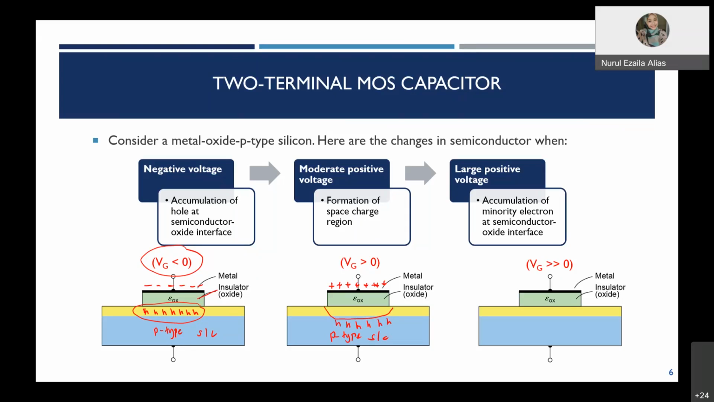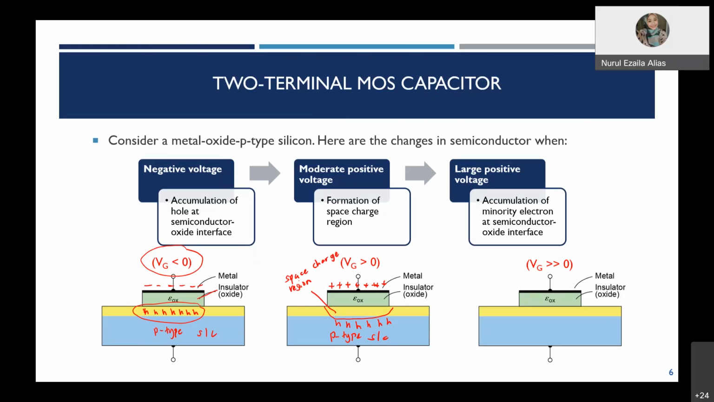What will happen here? It will create a space charge region, which you have learned so far as the depletion region. So there will be a space charge region over here. This is a new term for the MOS capacitor. This is a space charge region when you apply positive voltage to the p-type MOSFET.